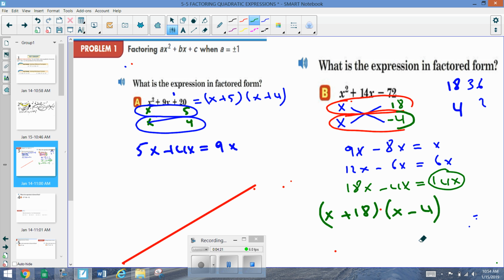If I tell you to solve it, that means find x. So you're going to make them equal 0 separately. Then x is going to be equal to negative 18, and x is going to be 4. But we're not talking about those yet. Okay? Don't write these down.